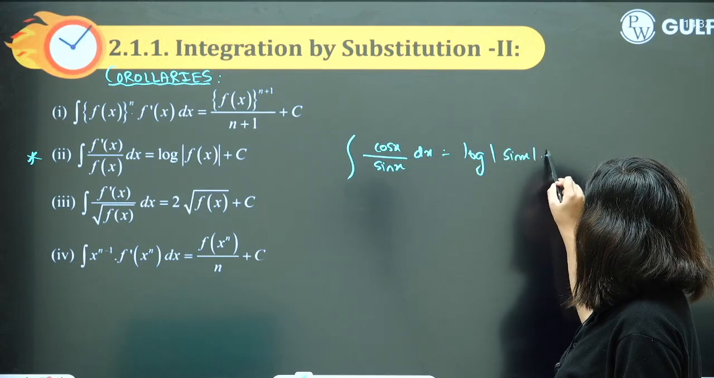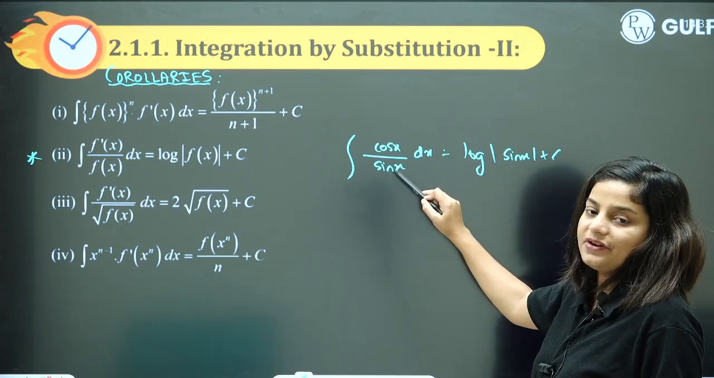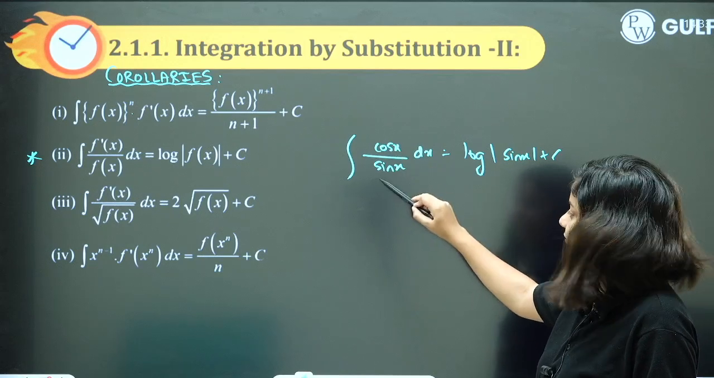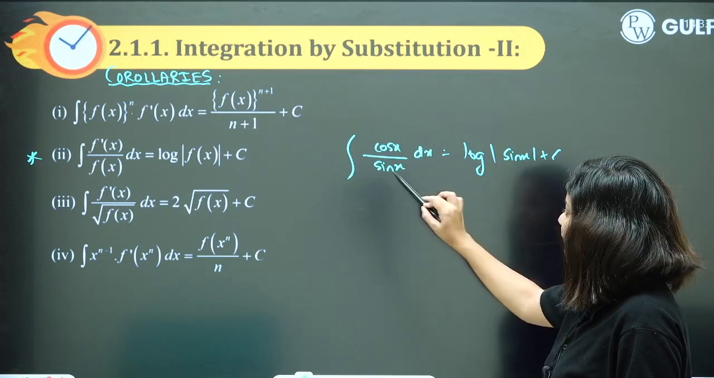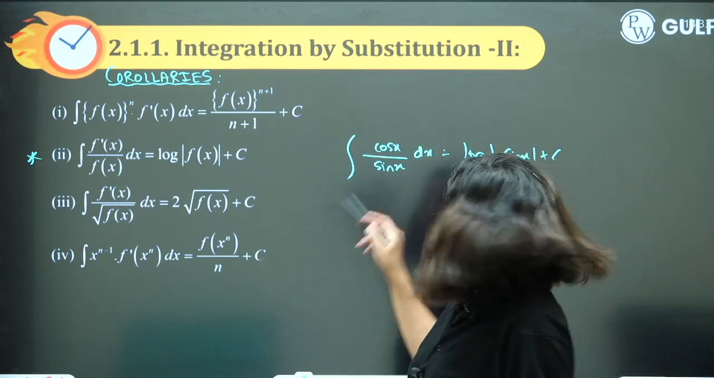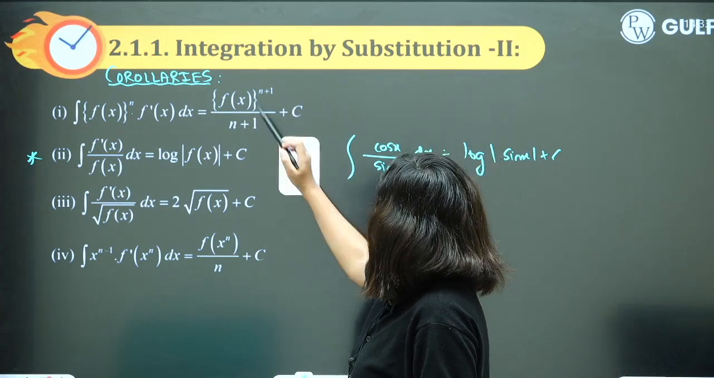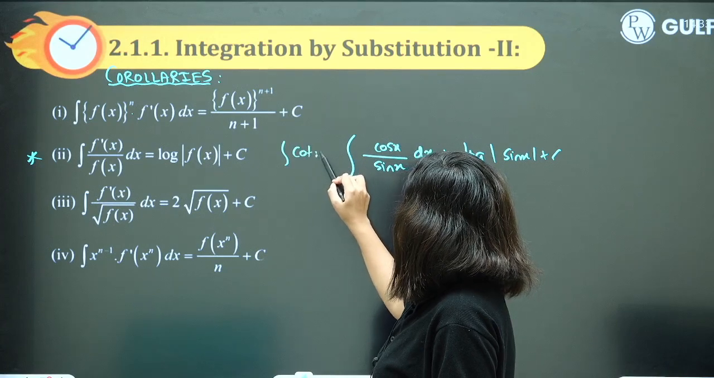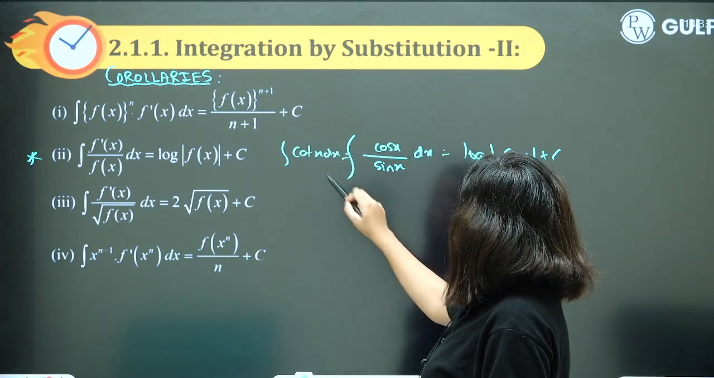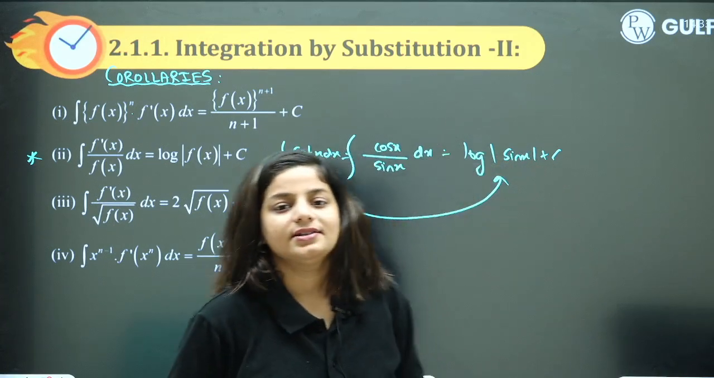Can you see? Sin x is the function and its derivative is cos x. Function, derivative: log mod of function, log mod of sine. Cos upon sin is nothing but cot, so this is how you get the formula for integral of cot x, log mod of sin x.